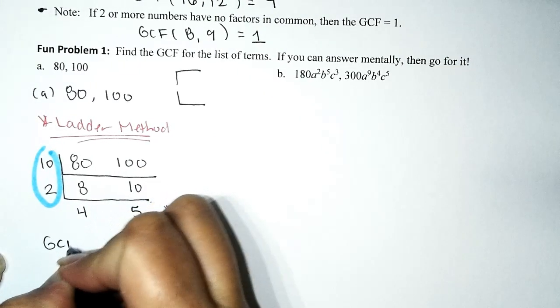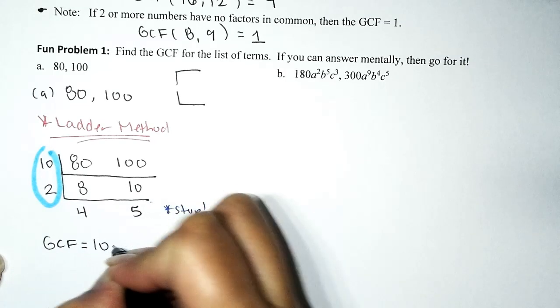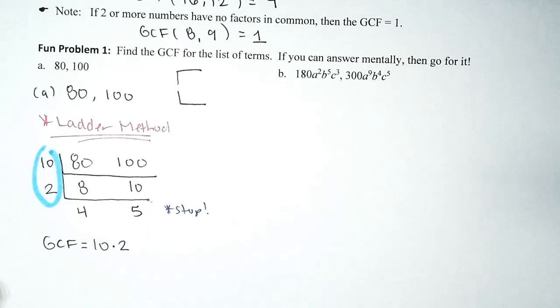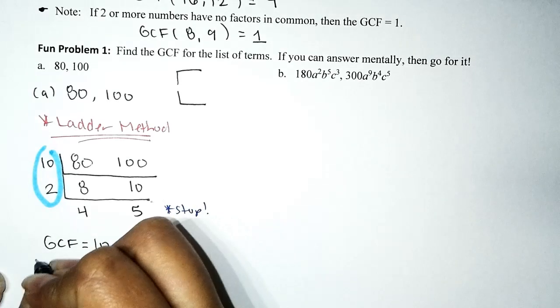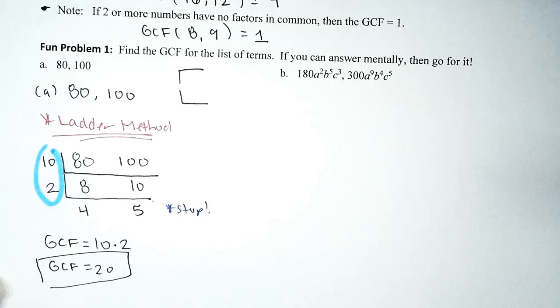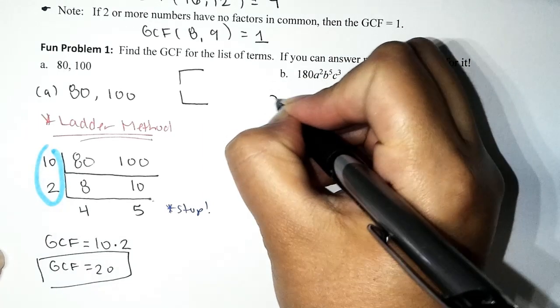So we have GCF is given by the product of all the numbers to the left of the ladder, namely 10 and 2, and that will give us 20. Okay, so the moral of this story, the biggest factor common to 80 and 100 is 20, or fancy words, GCF is 20. So let's go ahead and do this problem one more time.